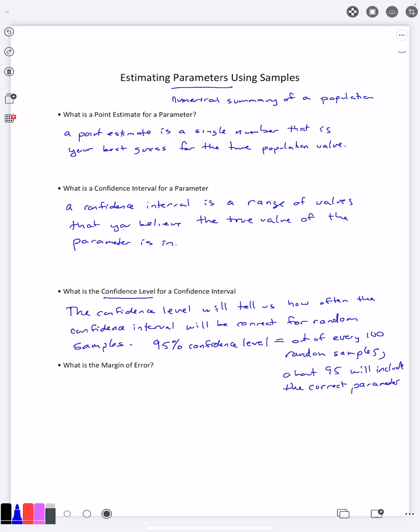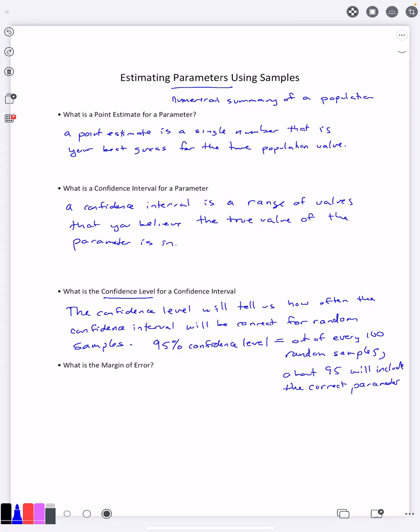Since the specific interval we have has already been determined once we have it, there's no longer a probability associated with it. It's either right or it's wrong. It's a little bit of a weird thing. I just want you to understand that the 95% confidence level is not quite the same thing as saying that the one answer I'm giving you is 95% correct. It's really unfortunate terminology, but that's how it is.